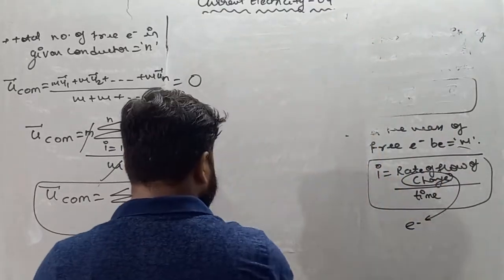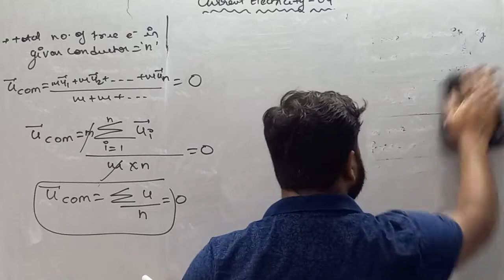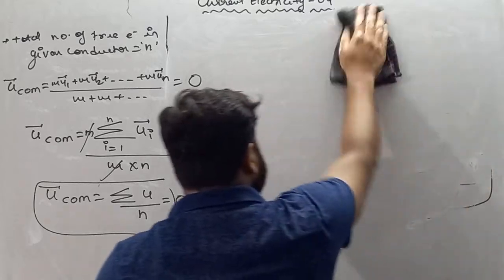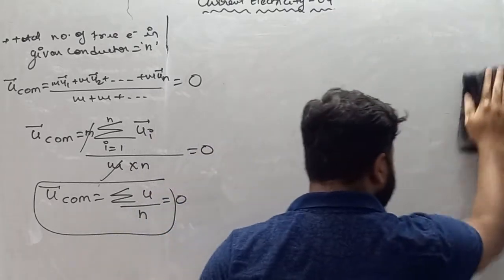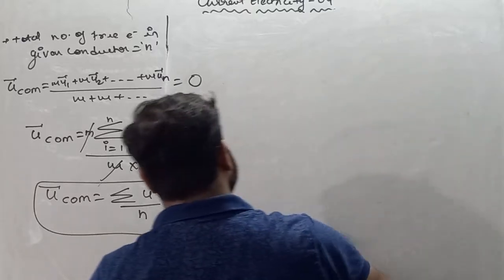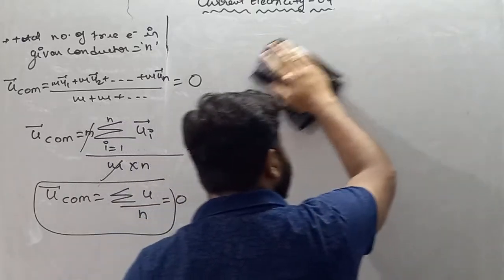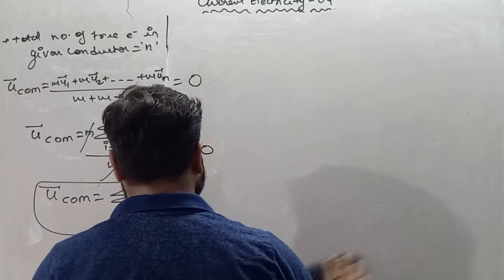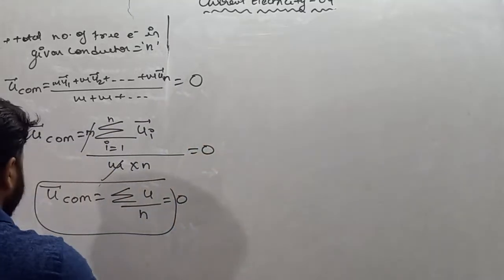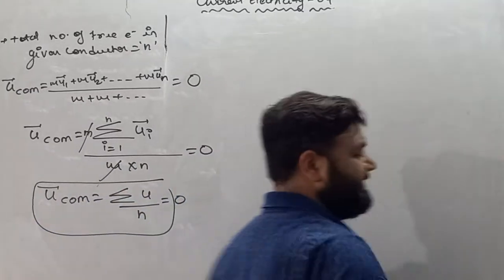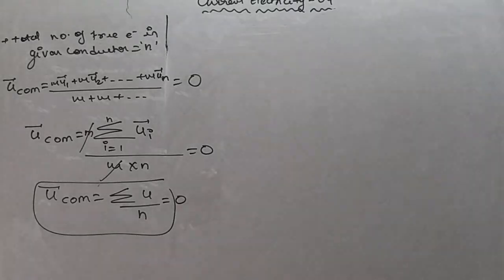And its effect is 0. So my dear student, a very important concept is this: lots of free electrons are present inside the conductor. They are in motion, and we know that if electrons are in motion, then its effect is current. But here no current is defined, because the average velocity of all the free electrons present inside the conductor is 0.